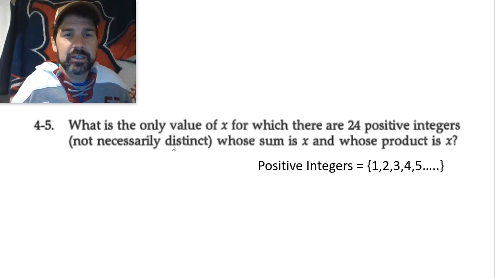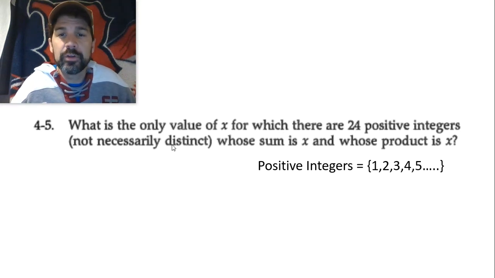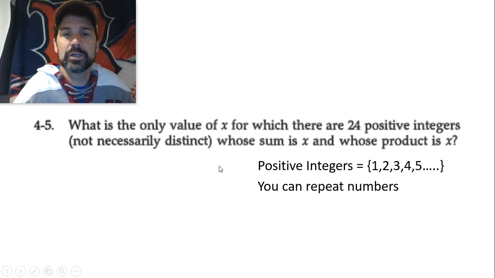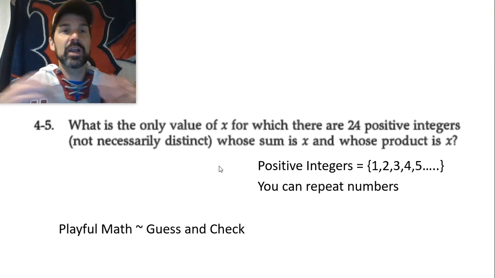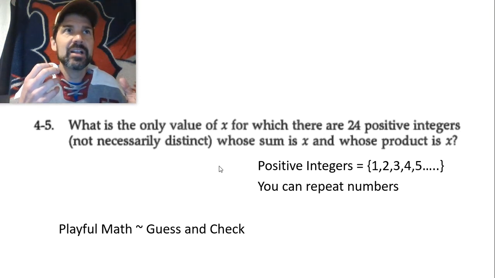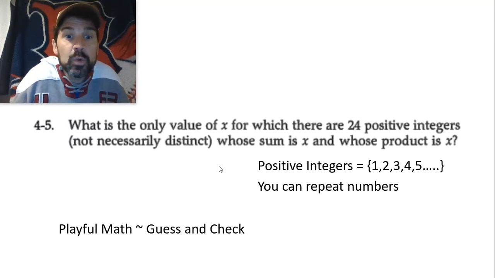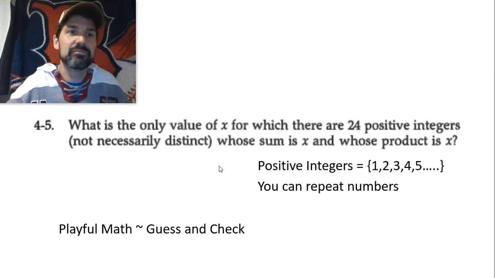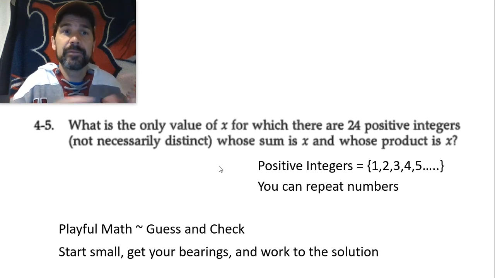So let's first remember positive integers are the counting numbers 1, 2, 3, 4, 5, and so forth. Not necessarily distinct means you can repeat numbers. So let's start small and get bigger. This is what I think of as playful math. There's not a formula that always solves this kind of problem. You just have to play with the numbers and see what happens. It's also a little bit like guess and check, but you're not just randomly guessing and checking. So again, start small, get your bearings, figure out what's happening with this problem, and then start to work through the solution.